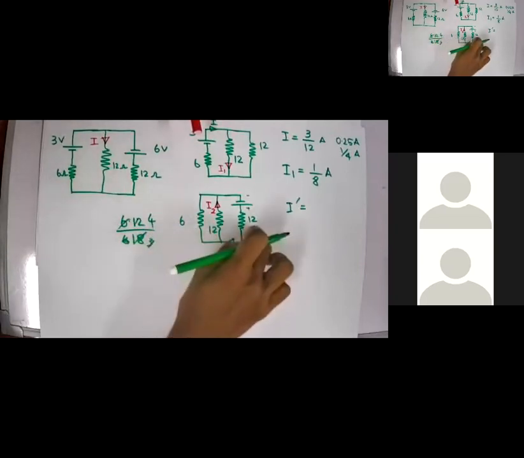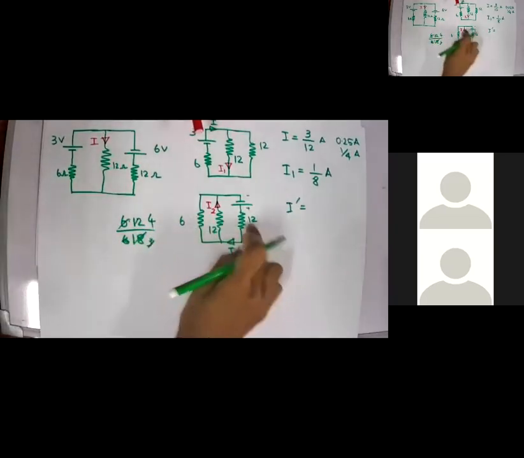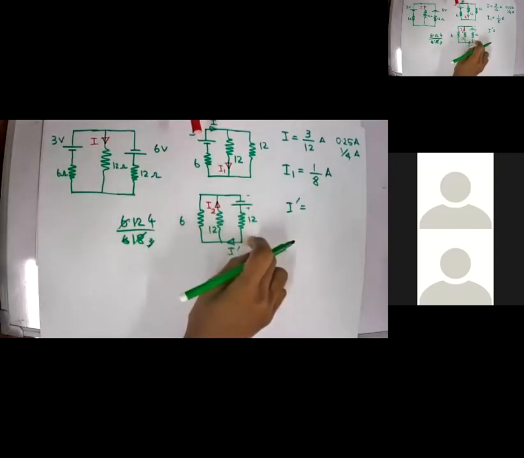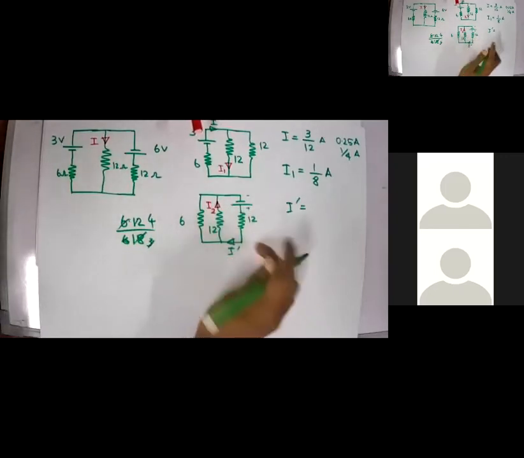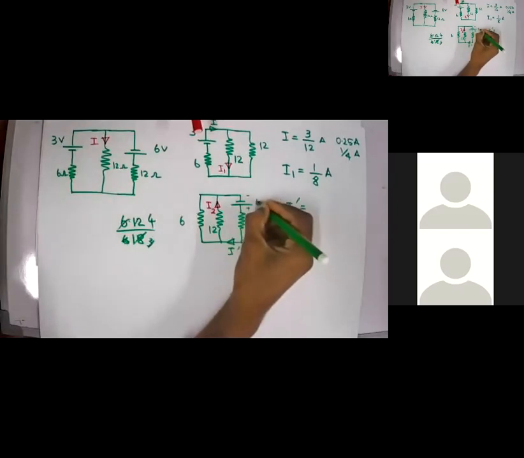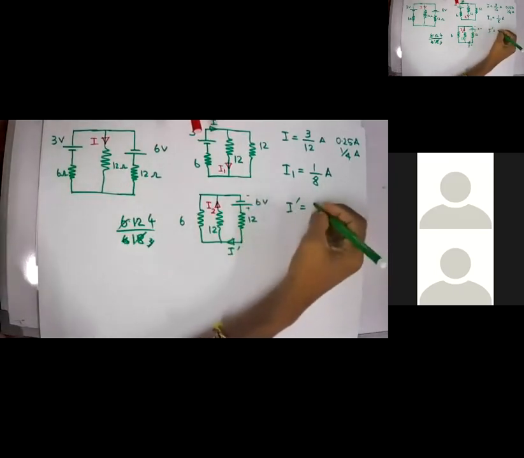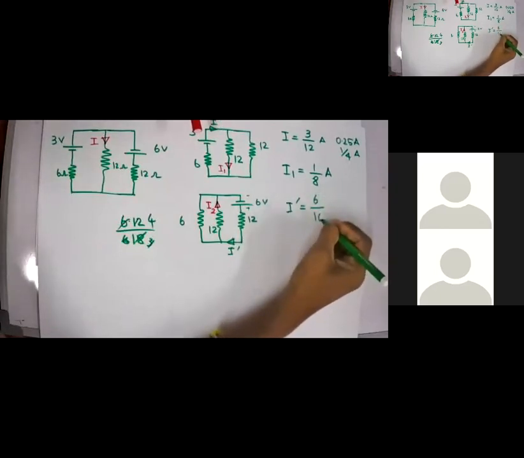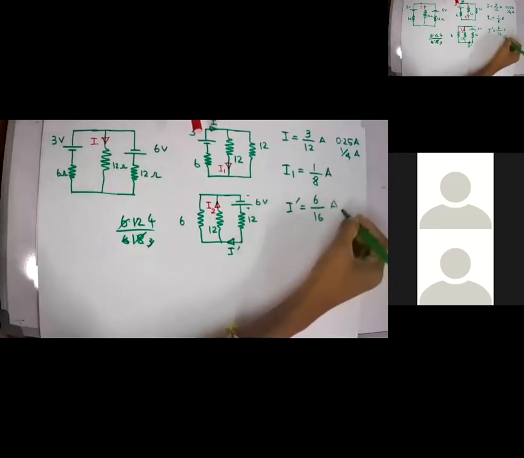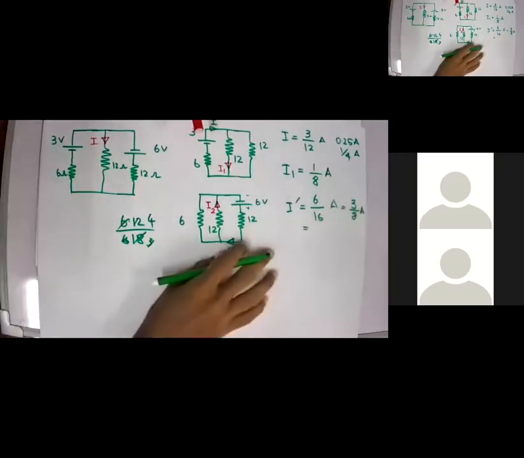4 ohm resistance plus 12 ohm resistance, the total resistance will be 16 ohms, and this will be 6 volts, right? So my I dash will be 6 volts divided by 16 ohms amperes. Or I can say that I dash will be 3 by 8 amperes.